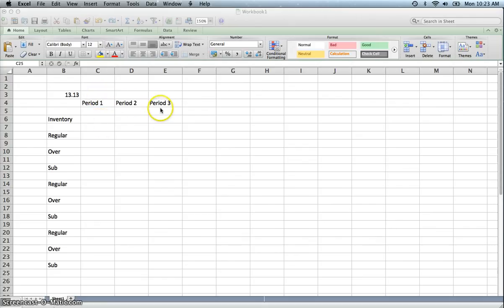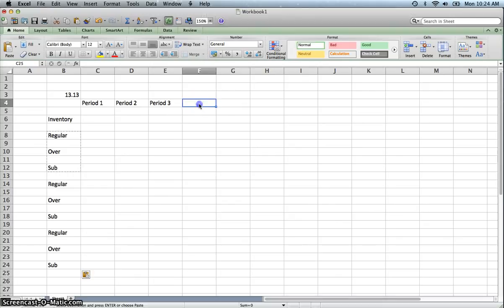On your homework, you may have 3 or 4 months time periods, and you need to have that appropriate number of columns. The other thing that you're going to have is what they refer to in the transportation method as a dummy column. I'm going to just refer to it as excess, and then we're going to put over here our supply or our capacity.